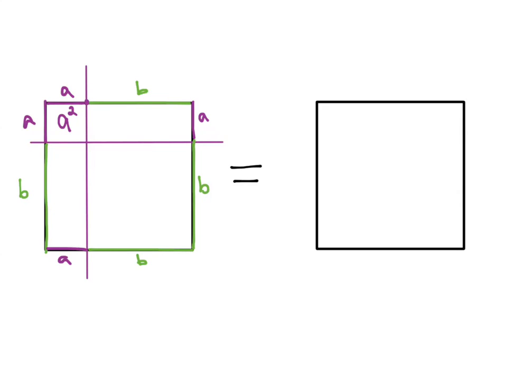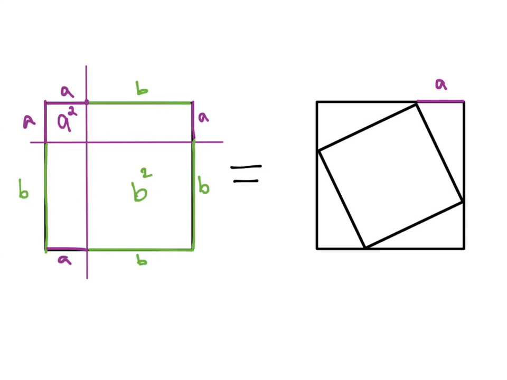What that means is that inside my bigger square, I have a smaller square whose area is A squared. And then I have a medium-sized square whose area is B squared. Remember that to find the area of a square, you square its side length, or you multiply the two sides together. B times B is B squared, A times A is A squared.